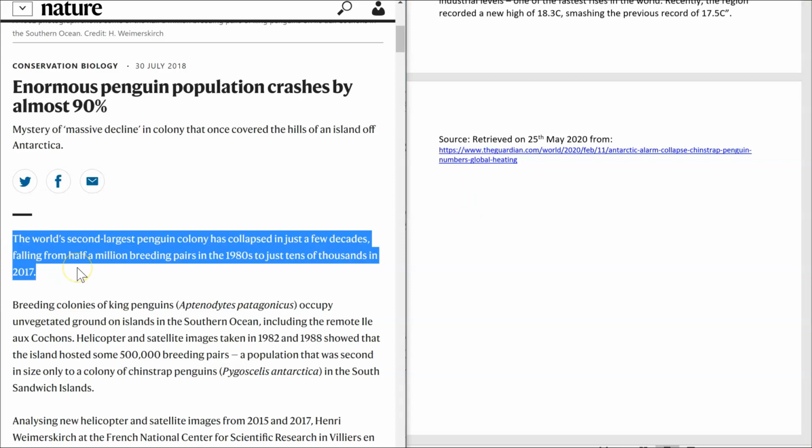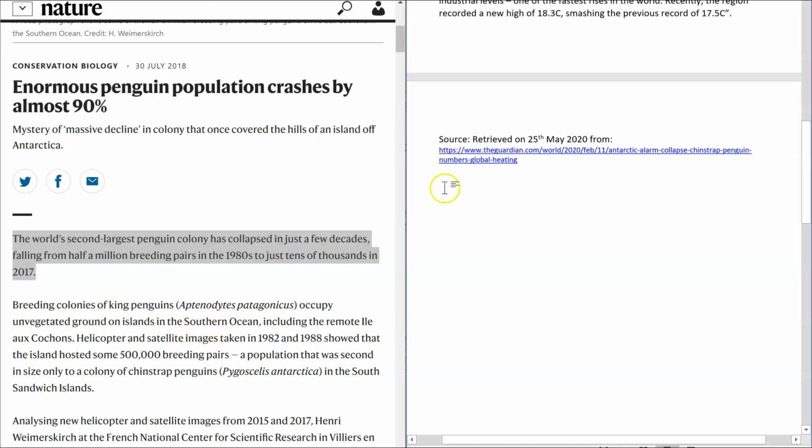So the world's second largest penguin colony has collapsed in just a few decades, falling from 500,000 breeding pairs in the 1980s to just tens of thousands. So that's not great. Breeding colonies, so these relate to king penguins. That was one of the other types. So another article, excuse the bad formatting, but I'll change that later.